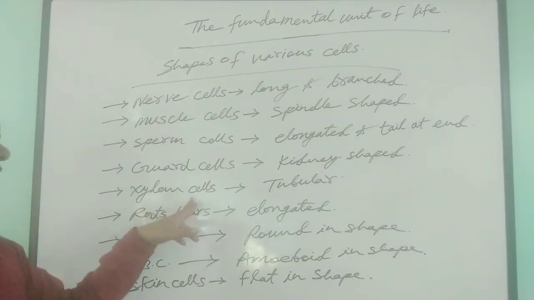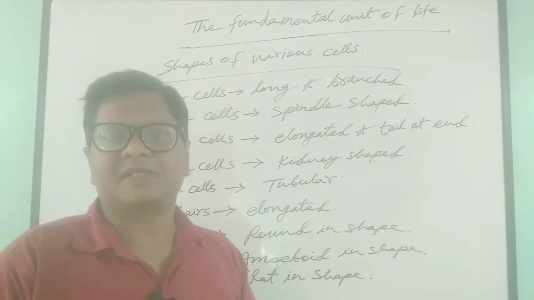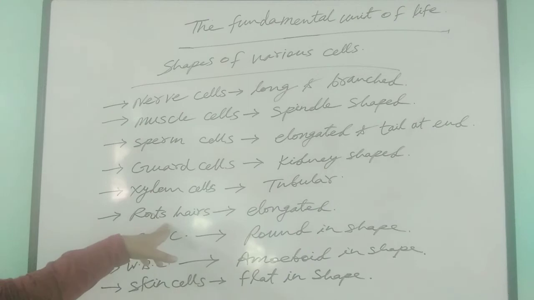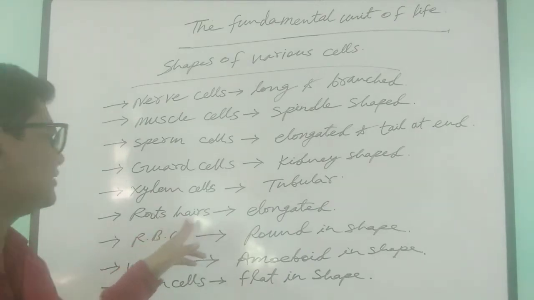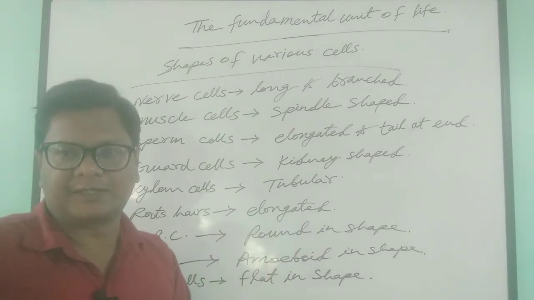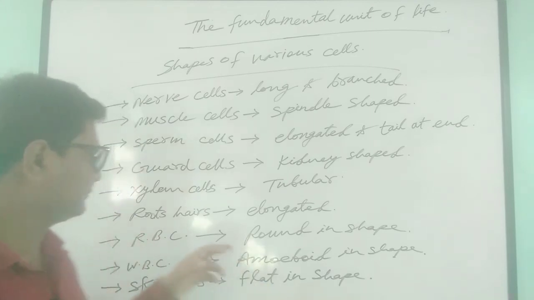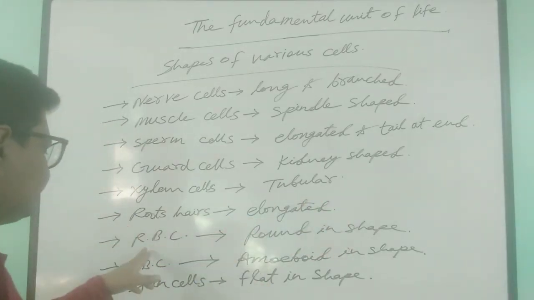Similarly, xylem cells are tubular, and these xylem cells help in the conduction of water and minerals. Now comes the next cell type, that is root hairs. These are elongated so that they can absorb water and minerals from the soil. Therefore, their structure is elongated.